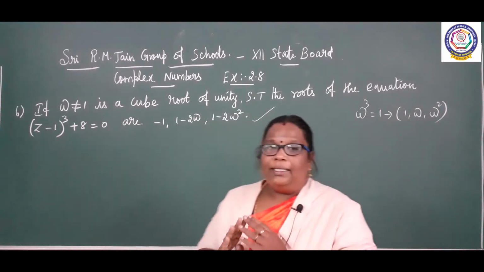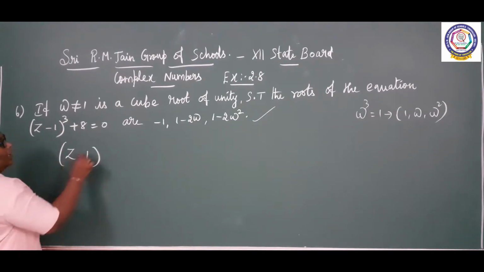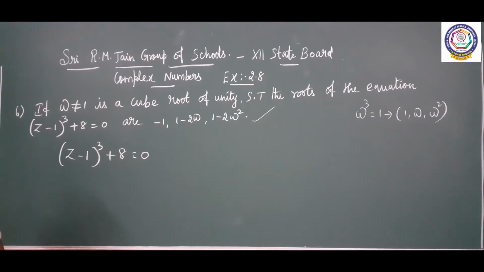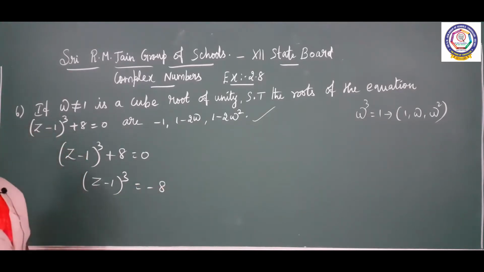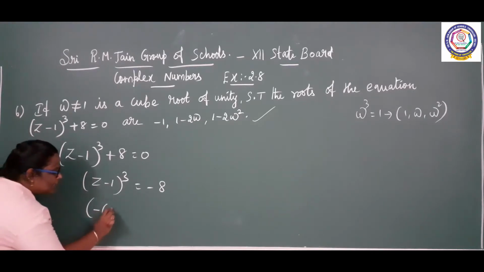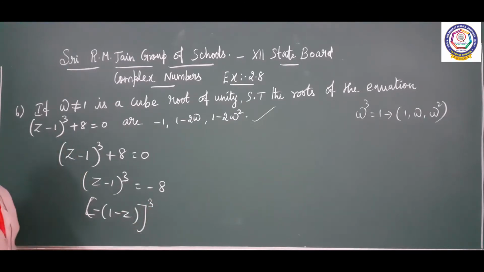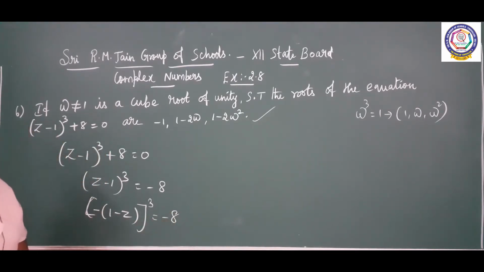Okay, see here, (z minus 1) the whole cube plus 8 equal to 0. So (z minus 1) the whole cube equal to minus 8. I will change this one. See here, minus of (1 minus z), minus of (1 minus z) the whole cube. I will take the minus sign out. It gives equal to minus 8.